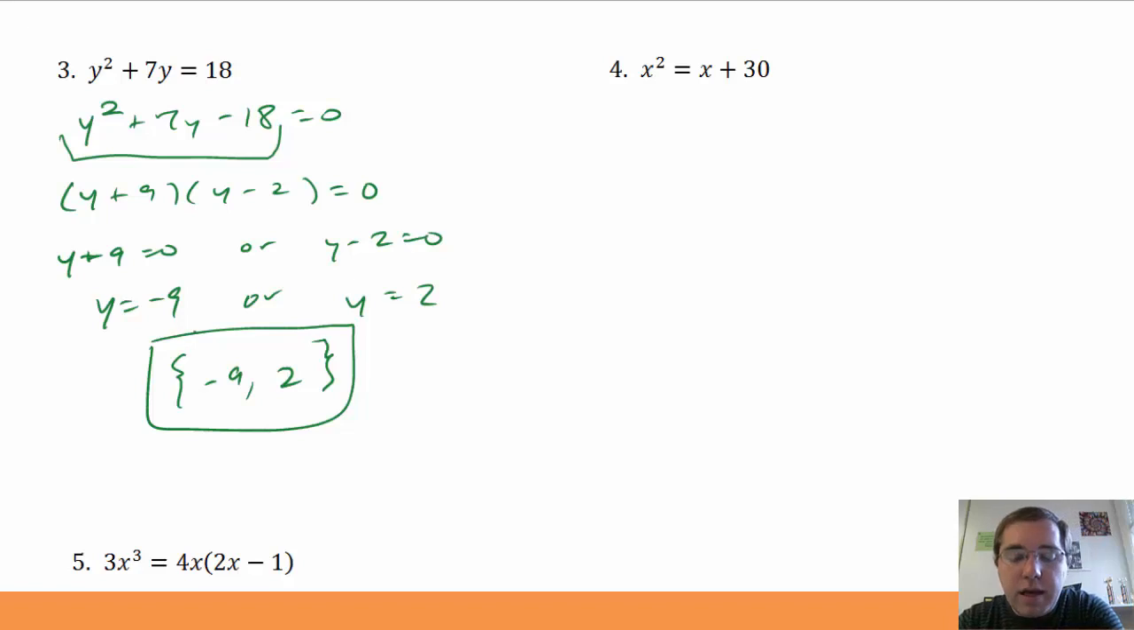Number 4, x squared equals x plus 30. So again, we want 0 on one side, so let's take everything to the left side. X squared minus x minus 30 equals 0. We factor the left side.